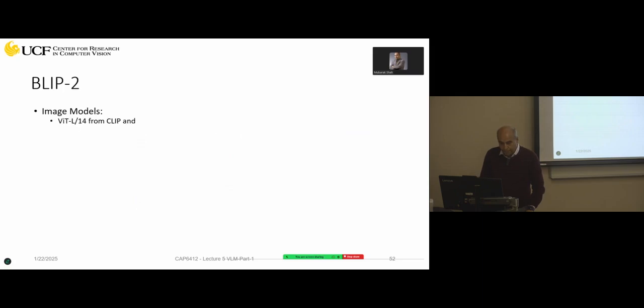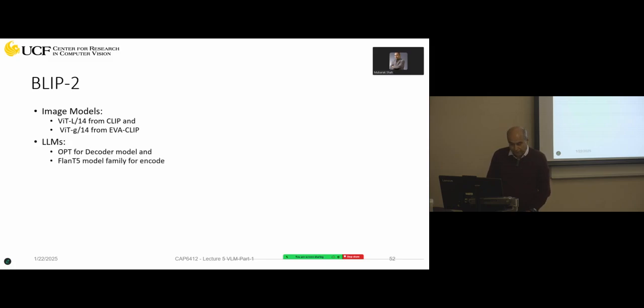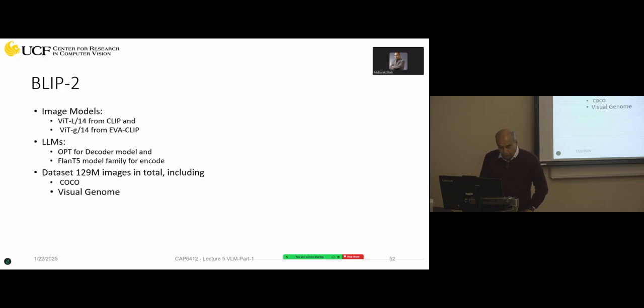So they use the ViT-L/14 from CLIP as a frozen model, and they use EVA-CLIP also. In the LLM, they use OPT and T5, and a dataset with 129 million images in total, including COCO, Visual Genome, and all those things, CC3M, and lots of them.